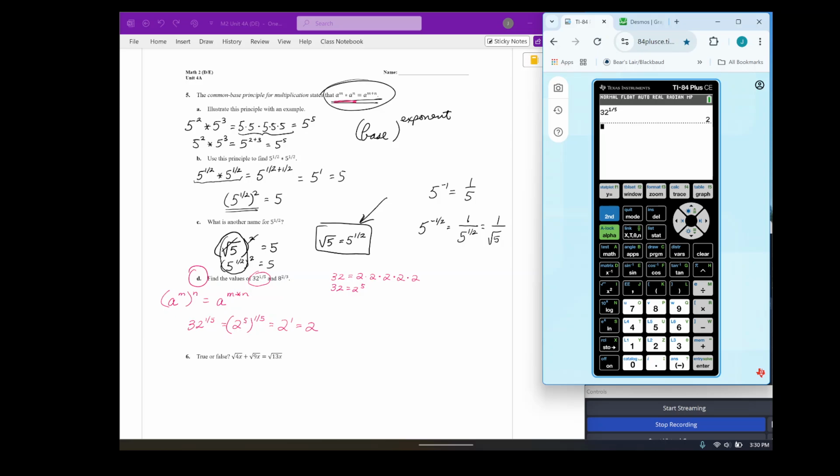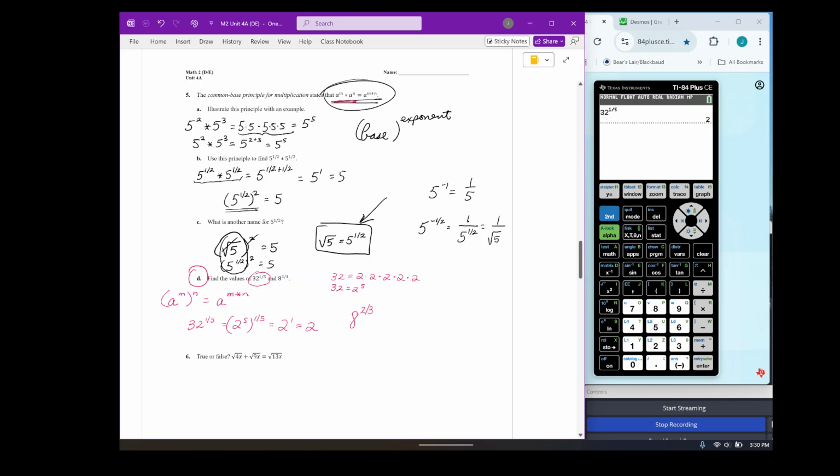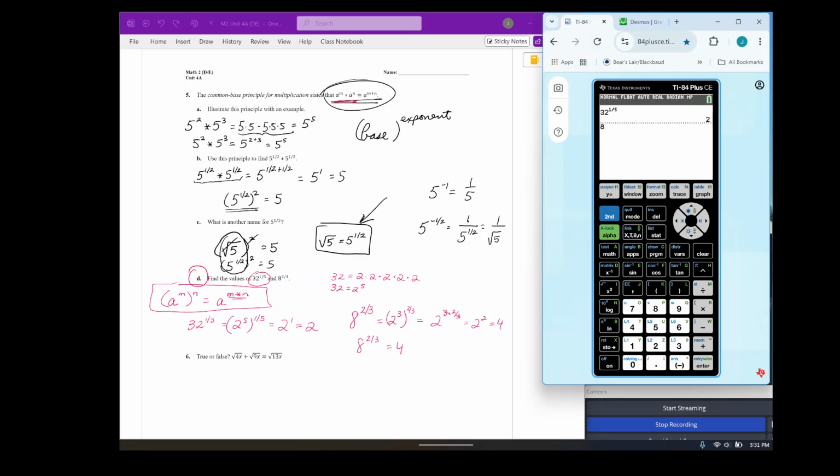Okay, and if we do 8 to the 2/3, well, 8 right here is actually 2 cubed. So it's 2 cubed to the 2/3. Well, now we have a power to a power. And when we have that, we multiply them together. Now we're using this rule right here. So this turns into 2 to the 3 times 2 divided by 3. This 3 and that 3 cancel, and you have 2 to the 2. 2 squared is 4. So 8 to the 2/3 is 4. And we can check that over here. 8 to the 2/3 is 4.